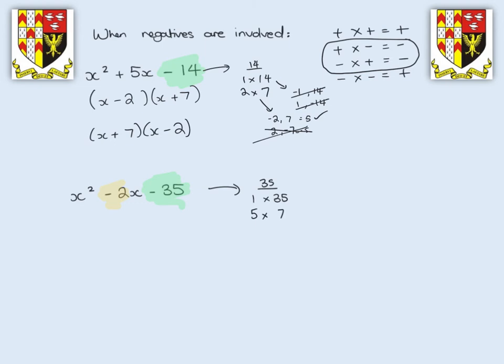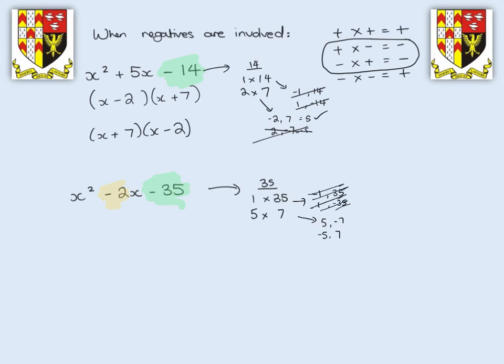It could be that it was -1 and positive 35, or positive 1 and negative 35, or again the same here, it could have been a positive 5 and a negative 7, or a -5 and a +7. So whichever pair it was would have made -2 when we add them together. So I can pretty much disregard these straight away. I know that they're not going to give me -2, okay.